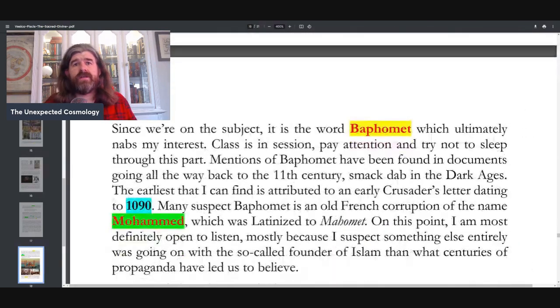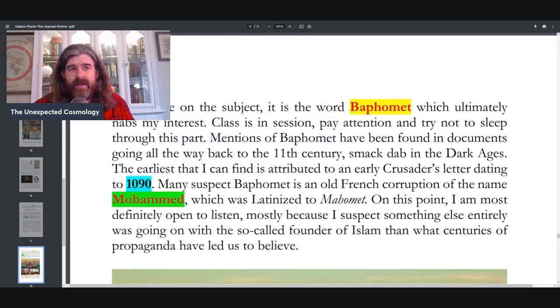Since we're on the subject, it is the word Baphomet which ultimately nabs my interest. Class is in session, pay attention, boys and girls, and try not to sleep through this part. Mentions of Baphomet have been found in documents going all the way back to the 11th century, smack dab in the Dark Ages. The earliest that I can find is attributed to an early Crusader's letter dating to 1090.